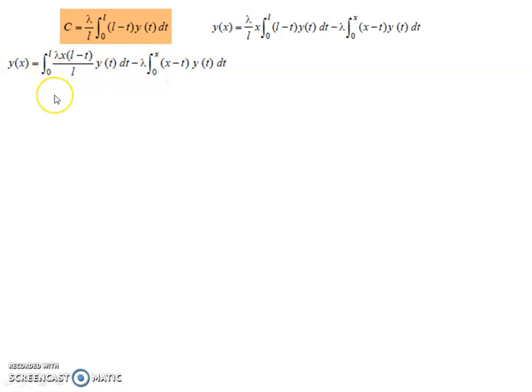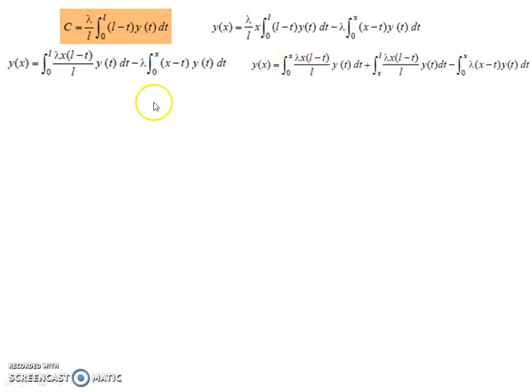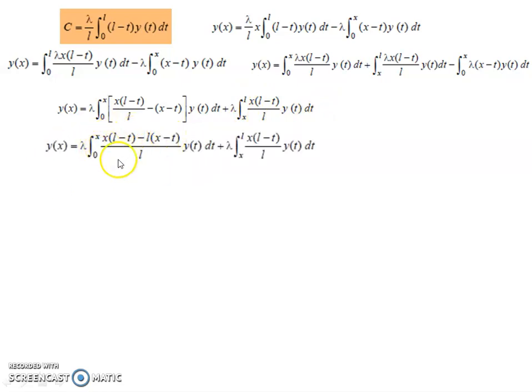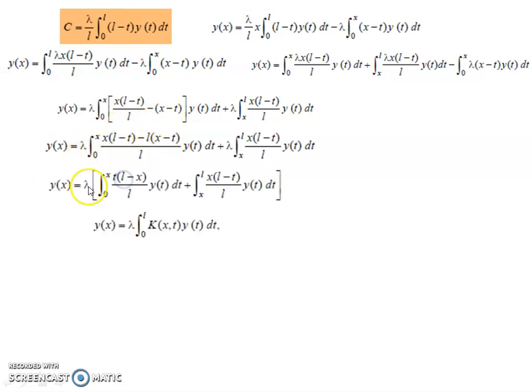So 0 to L is split into two parts. The first part is 0 to x, and the second part is x to L. So 0 to x and x to L; 0 to x here, 0 to x here. So we subtract these two. y(x) is equal to, take lambda common: the integral from 0 to x of x(L minus t)/L minus (x minus t), y(t) dt, plus lambda times the integral from x to L of x(L minus t)/L y(t) dt. I take L as LCM, and when I simplify it, I get this result.